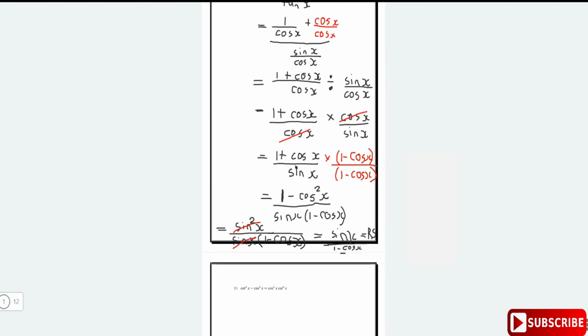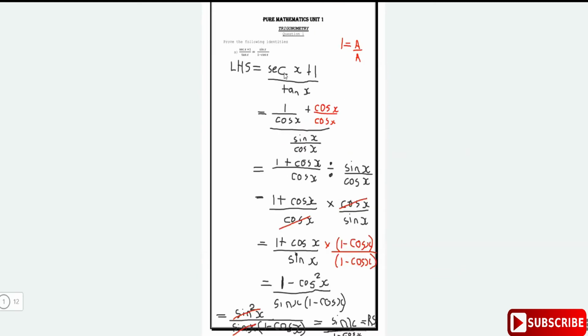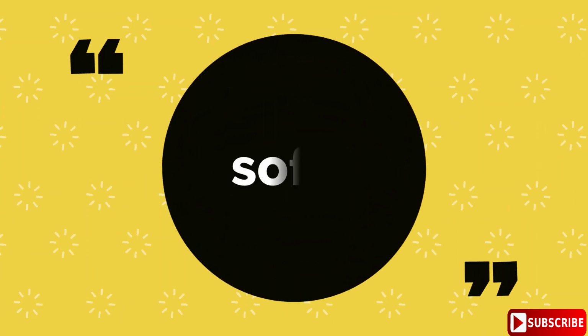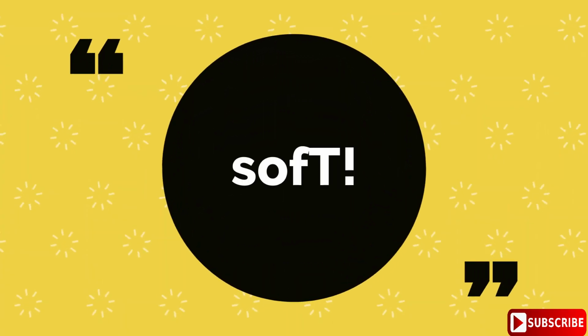All we had to do was rewrite sec x as 1 over cos x, rewrite 1 as cos x over cos x, rewrite tan x as sin x over cos x, do our division, then we had to multiply by 1 minus cos x over 1 minus cos x, and it works out. Easy, soft. Let's look at the next proof question.